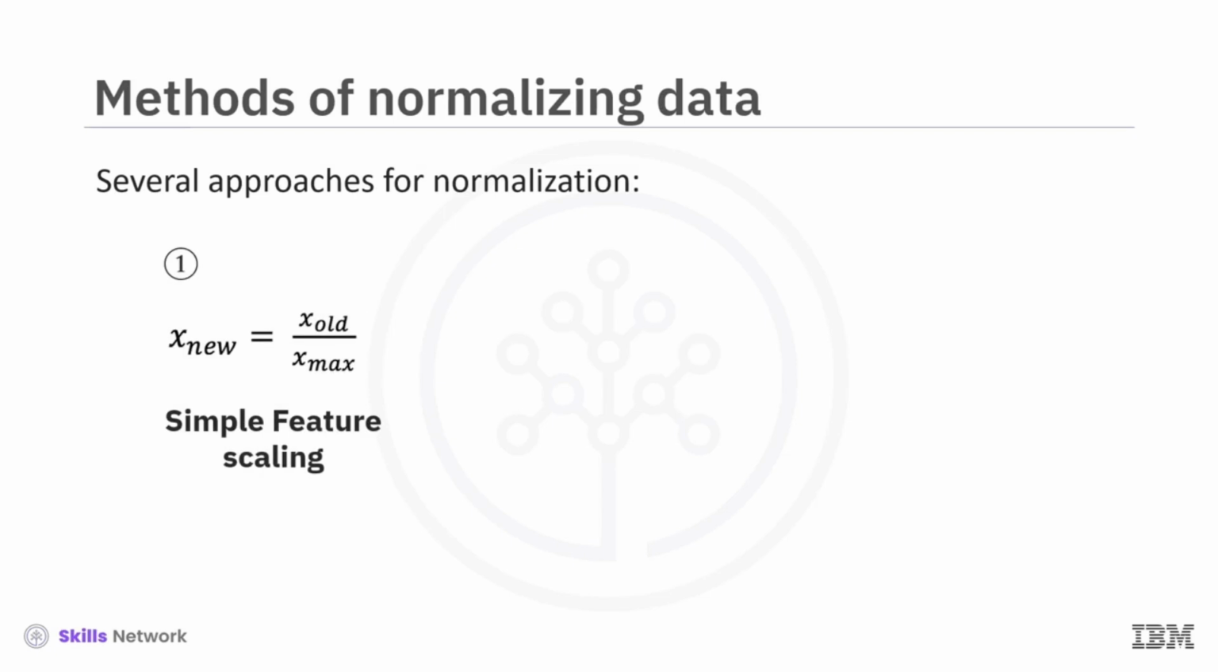The first method, called simple feature scaling, just divides each value by the maximum value for that feature. This makes the new values range between 0 and 1. The second method, called min-max, takes each value x_old, subtracts it from the minimum value of that feature, then divides by the range of that feature. Again, the resulting new values range between 0 and 1.